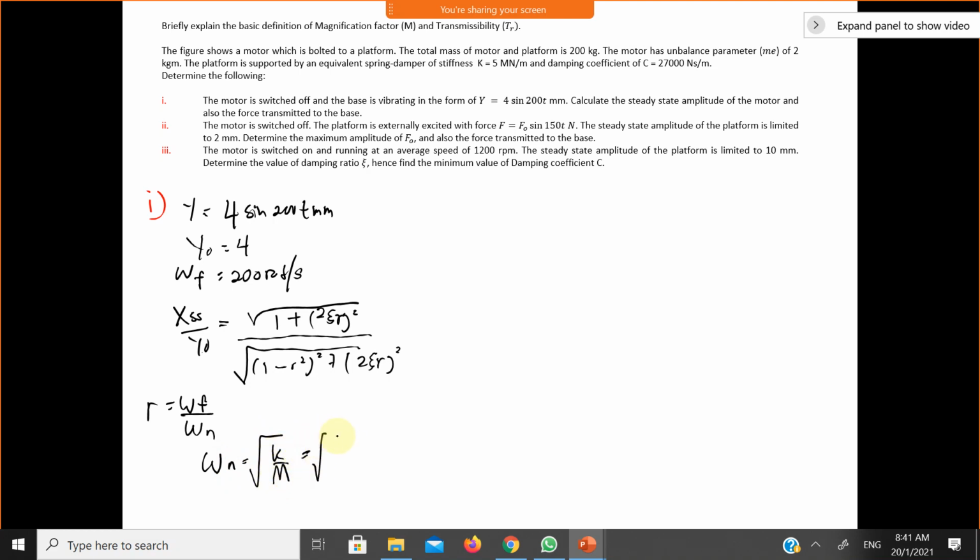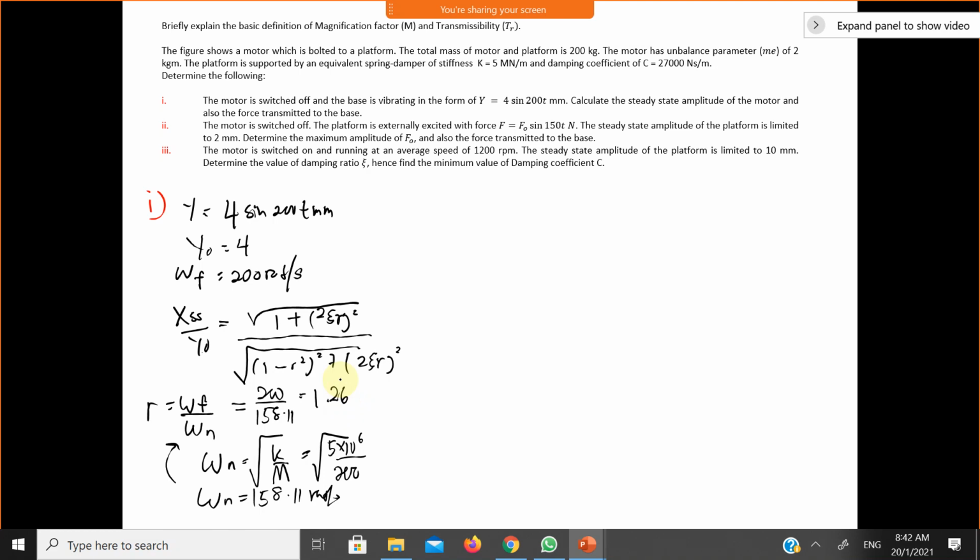Alright, k is 5 times 10 to the power of 6 over m. Sorry, mass. Total mass is 200. And then our omega n must be 158.11 radian per second. So based on that, we will get r. So r is omega f 200 divided by 158.11 equals 1.26. That is our r.